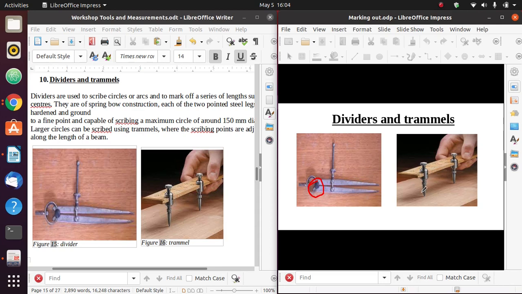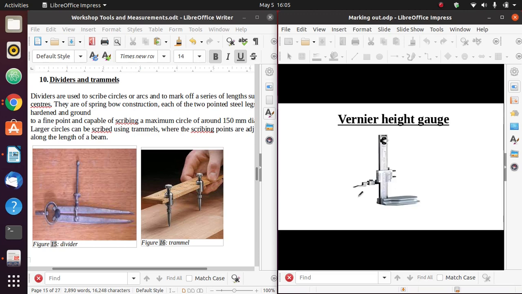workpiece. If I want to do that on a metallic workpiece, we have these two legs. I unscrew this, move it to where I want it to reach, lock it, and then lock this other one. Then I can draw a circle on my workpiece using these two hardened steel points. So we use a trammel to make circles or arcs that are larger in size, because there's a limitation to how far you can open these dividers. The maximum diameter of a circle you can draw using a divider is usually around 150 millimeters.